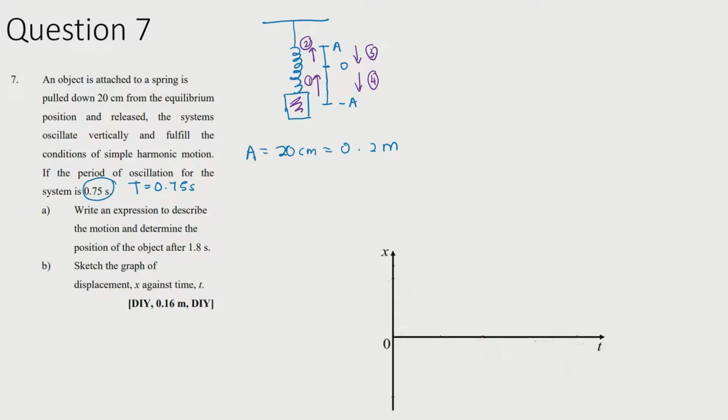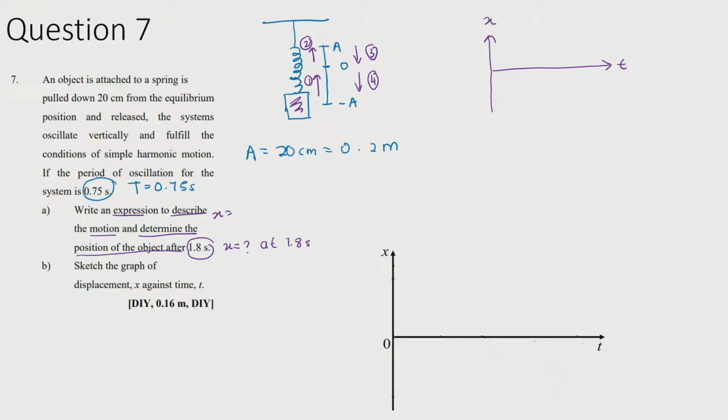Okay. And then, let's look at the first question. Write an expression to describe the motion and determine the position of the object after 1.8 second. So, kita kena tulis dulu expression dan kita kena cari x berapa at 1.8 second. Okay, now. Tapi macam mana nak tulis expression tu? Saya lebih suka, like I taught you, better to draw graph. Draw graph roughly dulu. Okay, draw graph roughly x against t.